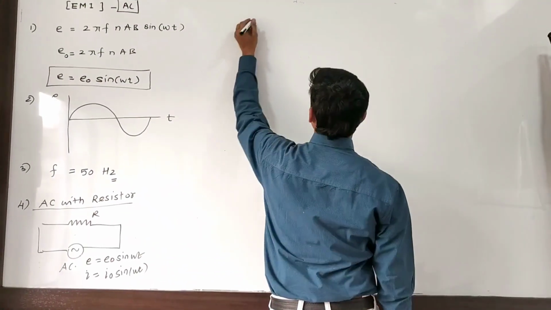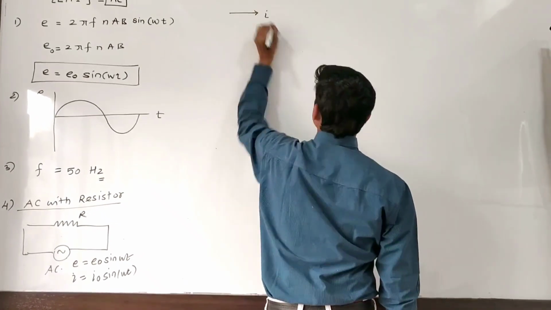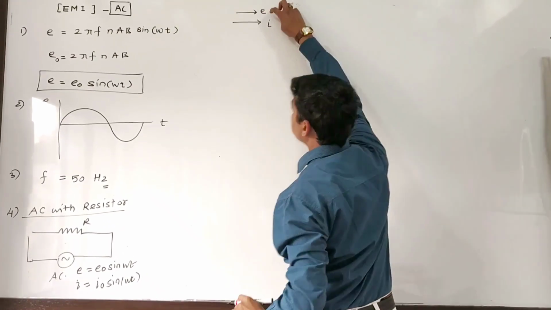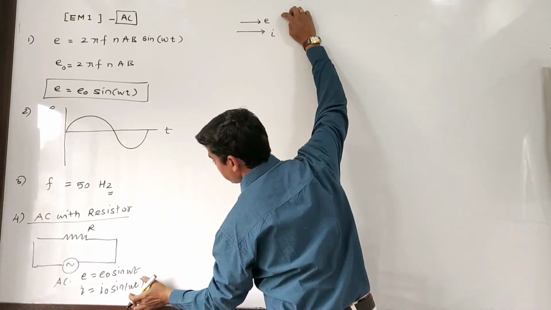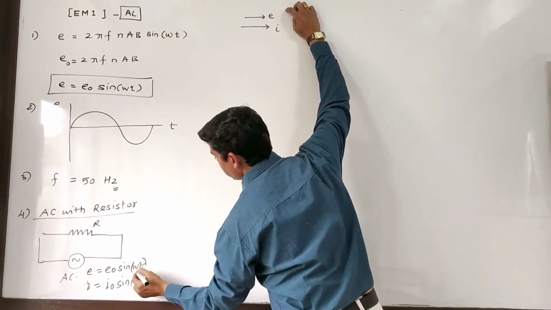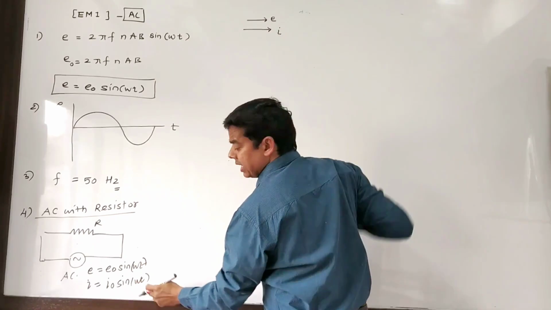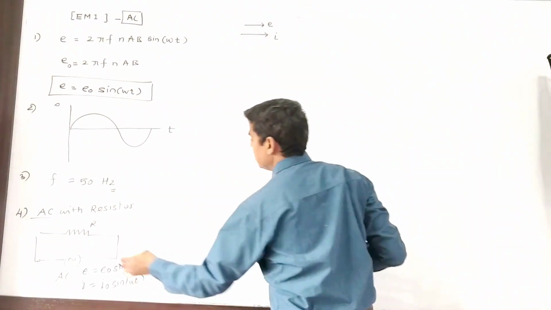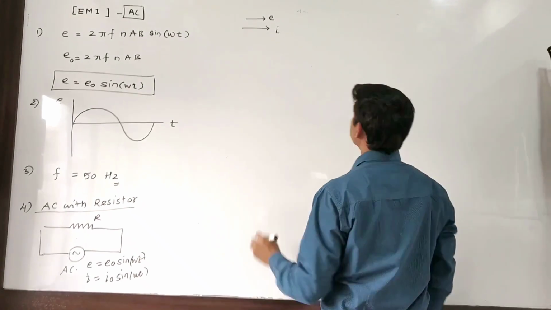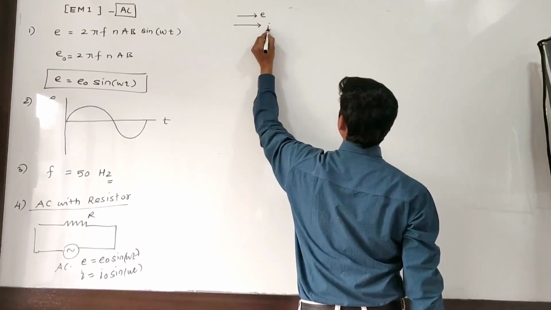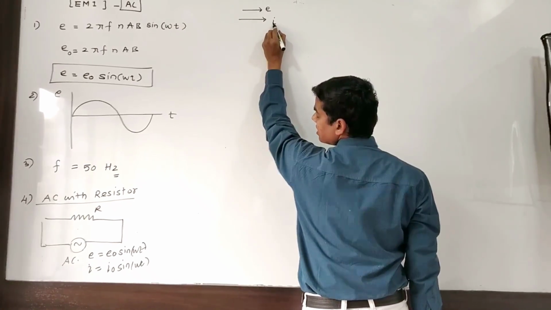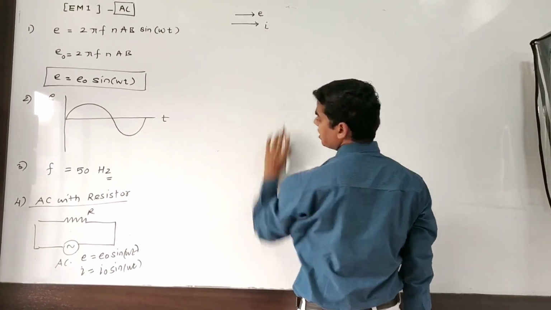And for a resistive circuit, current is along the x-axis, EMF is again along the x-axis. So current and EMF are in the same phase. Sin omega t, as omega t are equal, we can say that EMF and current in the AC are always the same. But for which? For a resistive circuit. So EMF E and current I are in the same phase for a resistive circuit, that is, AC with resistance.